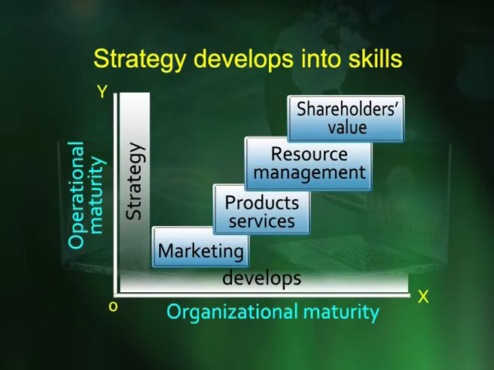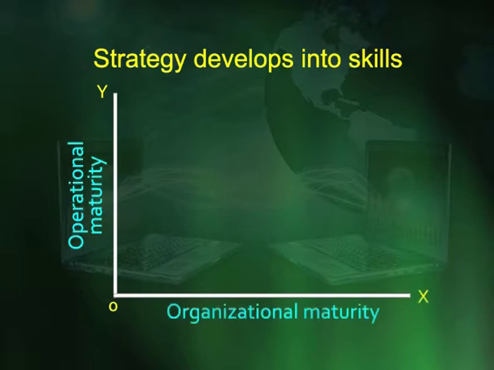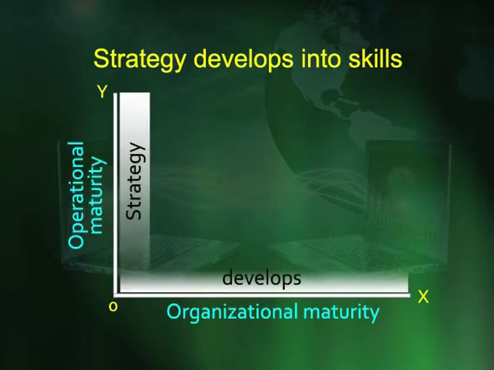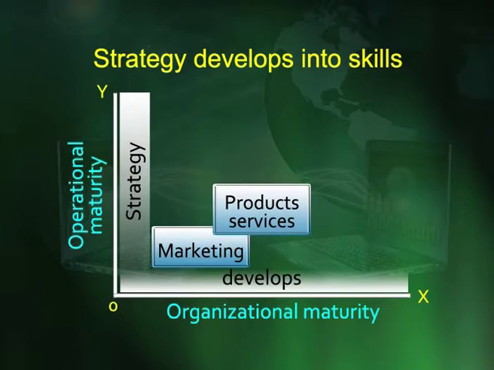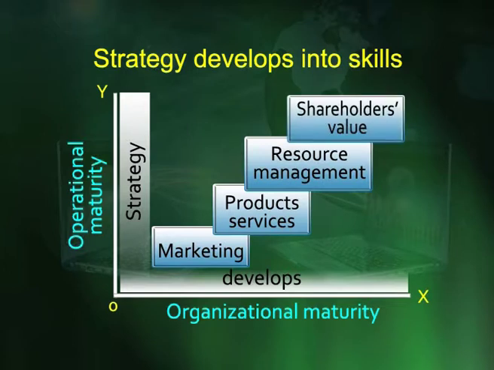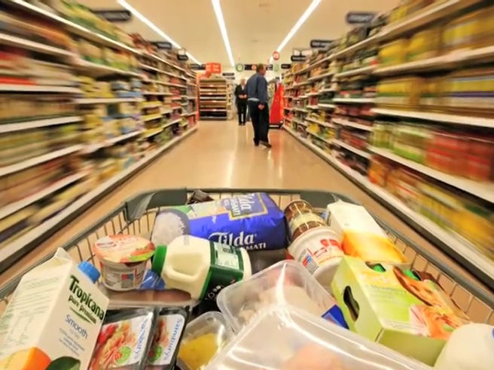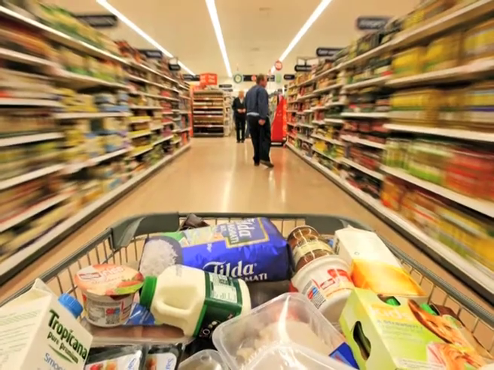Let's see this diagram, where you have the x and y axis. On the y axis you have operational maturity. On the x axis you have organizational maturity. Strategy develops into skills for marketing, skills for product services, skills for organization design, and resource management, and then it enhances shareholder value. So this diagram explains how, from each step of strategy, you get enhanced shareholder value as the final output. This is an important global strategic driver which helps to design markets in a better way.